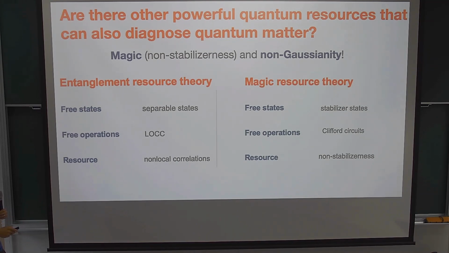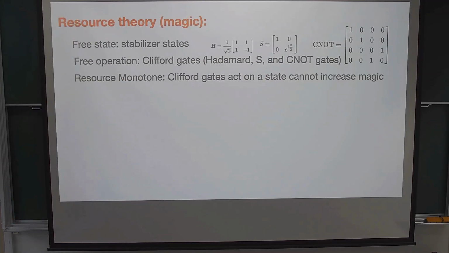So magic, which is what people are investigating, is this kind of non-stabilizerness. You have a state which is free, we call it a stabilizer state, and then the free operation, which cannot increase the non-stabilizerness, we call the Clifford circuit, and then the resource we call non-stabilizerness. So far it's just terminology. There's more content I will show in this slide.